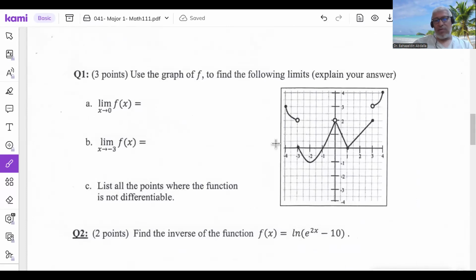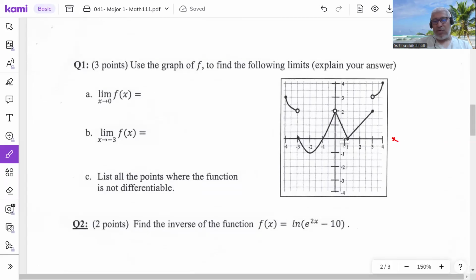Well, to find the limit of the function, this is the graph of the function f when x approaches 0. So this is the x-axis. I need x to approach 0. So let me approach 0 from the right. The function is going up to the number 2. If I approach 0 from the left, also the function is going up to number 2. So the limit is 2.